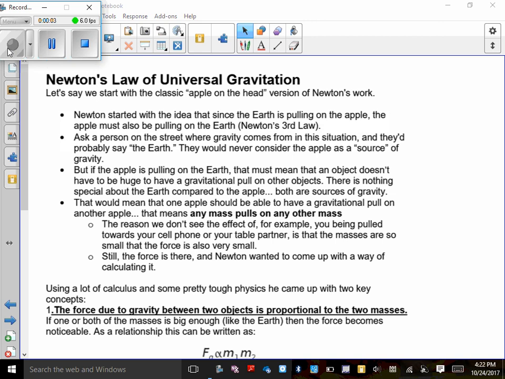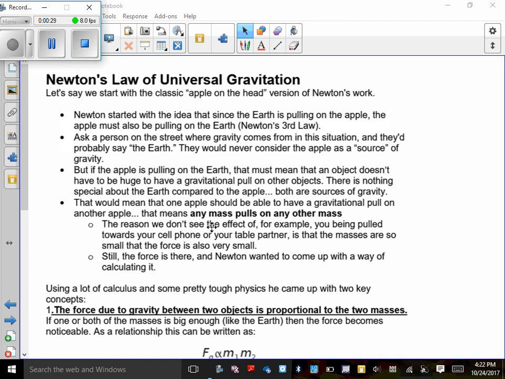So we're looking at Newton's law of universal gravitation. Let's say we start with the classic apple on the head version of Newton's work. He started with the idea that since the Earth is pulling on the apple, the apple must also be pulling on the Earth. And we talked about this last time. Ask a person on the street where gravity comes from, and they'd say the Earth. They would never consider the apple as another source of gravity.